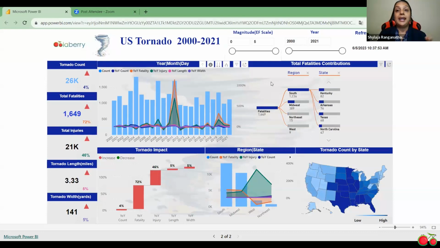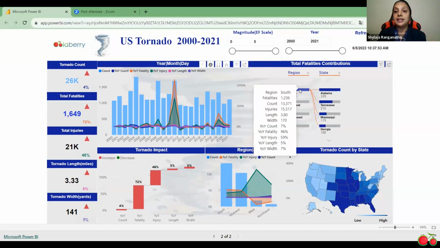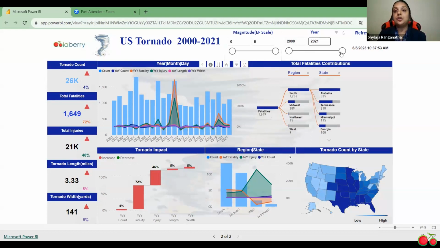Then, most importantly, I have the decomposition tree. This is more important because it shows me the fatalities, like how many lives were affected. So I have the South region, as you can see here, 1,236 fatalities have happened in the South region, out of a total of 1,649. And you can see the top states which got affected here for the years 2000 to 2021. Then I have my tornado impact, which is a waterfall chart. Then I have my region state with KPI.